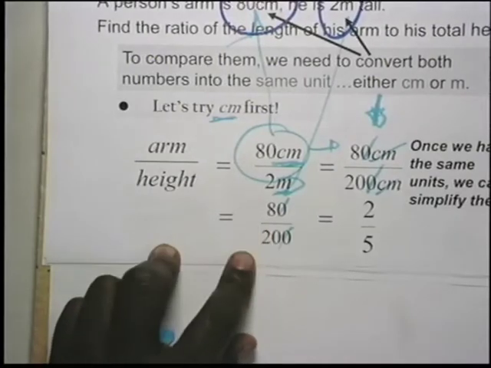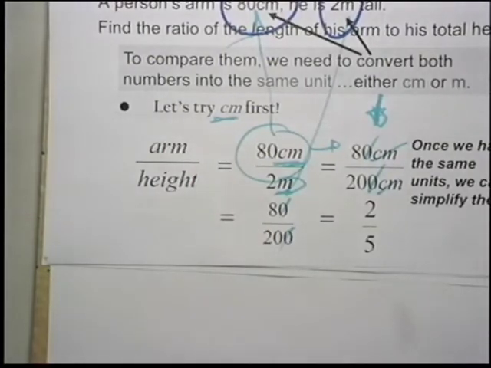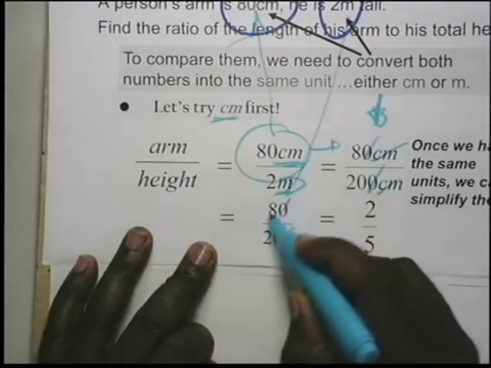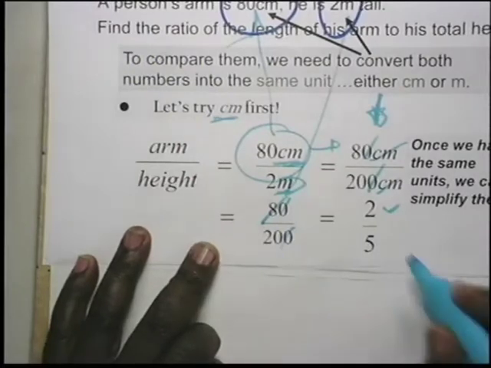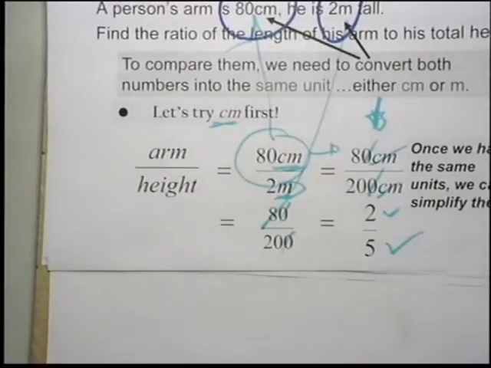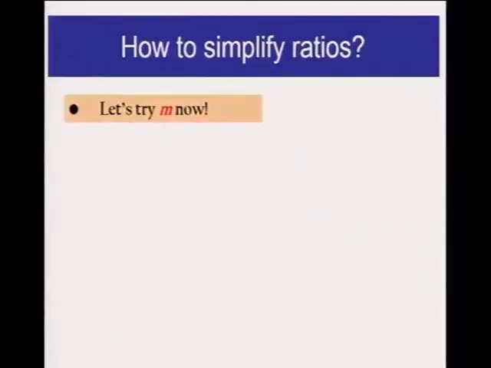Now, we can find a number that goes into both of these numbers, the numerator and the denominator. We have got 4. If we say 4 into 8, we get 2. And 4 into 20, it gives us 5. So our ratio now is 2 is to 5. That is our ratio. It's the same as 80 centimeters is to 2 meters. Right. So once we have the same units of measurement, it becomes very simple to simplify a problem. Well, having looked at that, I want us to look at the same problem, but this time around, instead of changing the units of measurement to centimeters, we change them to meters. It's the same thing. Let me go to the next slide. Let's try meters now.